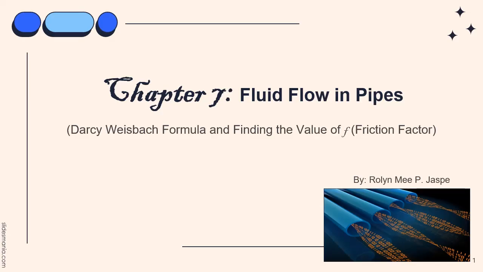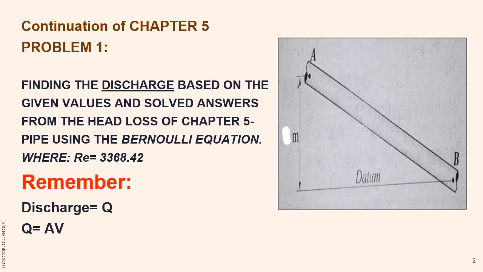Good day everyone, this is our Chapter 7, Fluid Flow in Pipes, with the subtopic Darcy-Weisbach formula and finding the value of f, or the friction factor. As we all know, this topic is all about finding the discharge based on the given values and solving answers from the head losses of Chapter 5, using the Bernoulli equation, where our Reynolds number would become 3368.42. Remember that our discharge, or Q, has the formula Q equals area times the velocity.